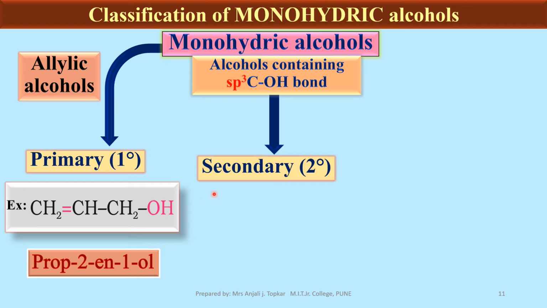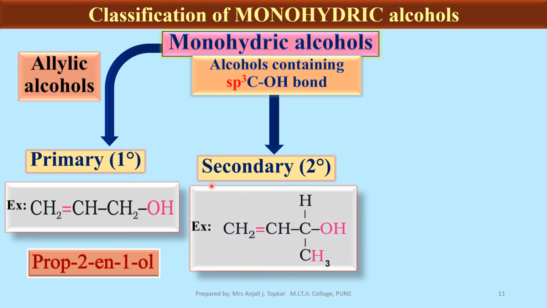Let's see the example of secondary alcohol. As it can be seen here, the example is CH2 double bond CH, single bond CH bonded to CH3 and bonded to OH group. Here OH group is attached to sp3 hybridized carbon atom, and this carbon atom is secondary carbon. That's why it is said to be secondary allylic alcohol. Name of the compound is but-3-en-2-ol.